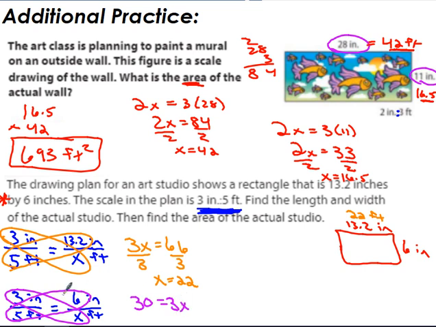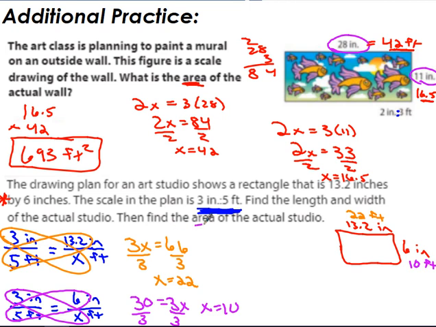Okay, so we found the dimensions of the wall, found the length and width of the actual studio. The length and width are 22 feet by 10 feet. And then if we want to find the area, that's the second part of the question, I would do 22 times 10, and that gives me 220 square feet. So there's the actual area.